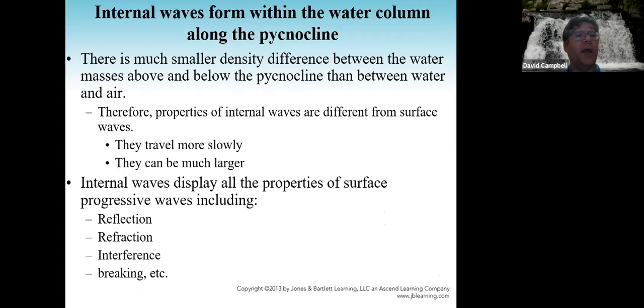Another special type of wave is the internal wave. As the name suggests, this is not on the very top of the water. It's on top of a layer within the water. So, for example, on top of the pycnocline or other layers in the water.